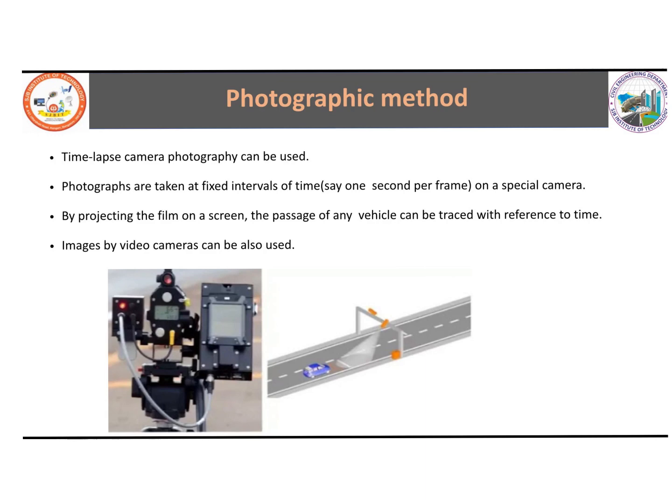So now, how will the photogrammetric method be used? Here, time-lapse camera photographs can be used. With the help of time-lapse cameras, you will frequently take photographs of the moving vehicles. Time-lapse camera means that photos are taken every few seconds. Those photos have to be projected on the screen as a film, and the passage of any vehicle can be traced in the film as it moves.